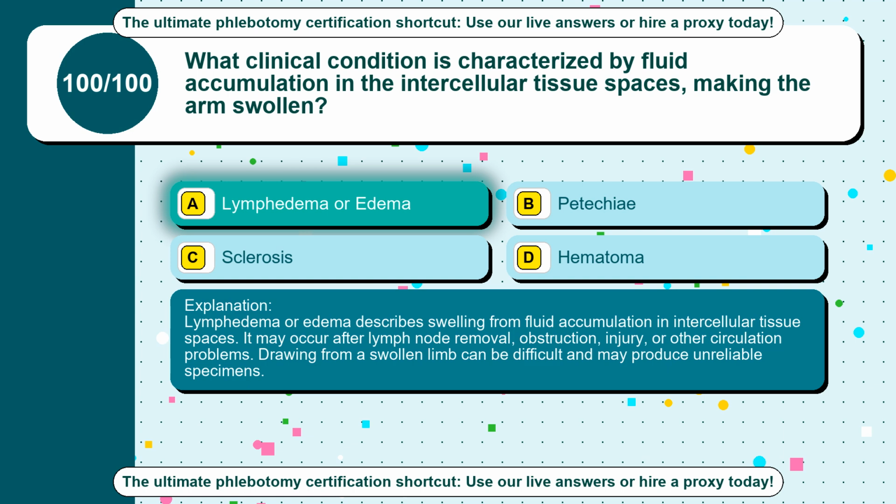Lymphedema or edema describes swelling from fluid accumulation in intercellular tissue spaces. It may occur after lymph node removal, obstruction, injury, or other circulation problems. Drawing from a swollen limb can be difficult and may produce unreliable specimens.